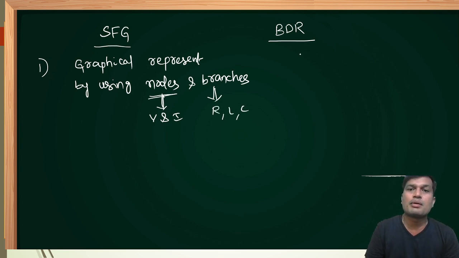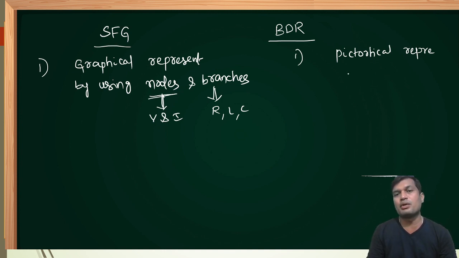Whereas block diagram representation is a shorthand pictorial representation between input and output of the system. What is the meaning of shorthand pictorial representation? Let me give you a simple example.